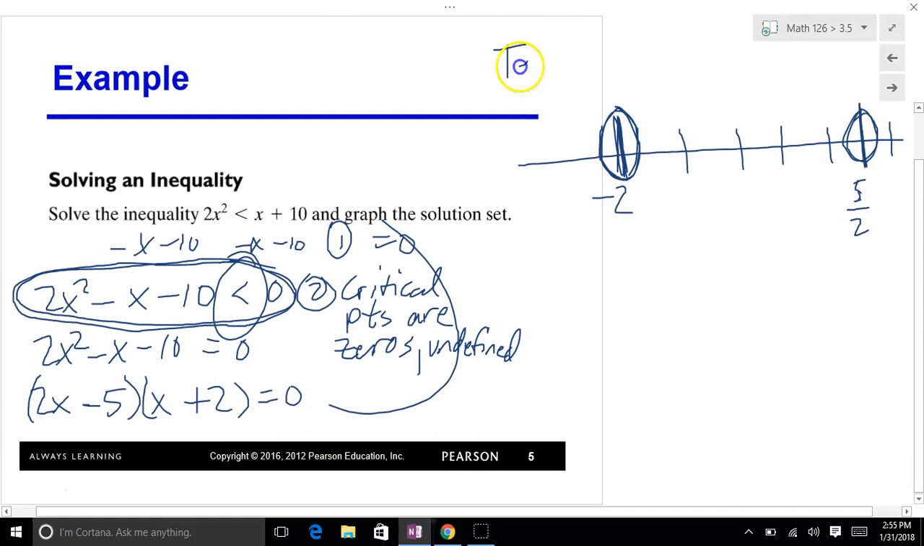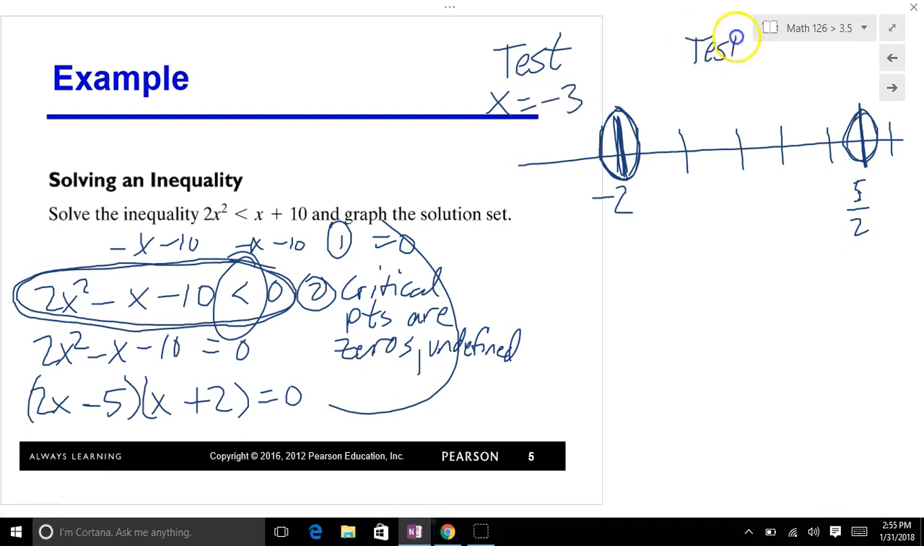So we're going to test something on this side of the negative 2, because we're not sure right now what the graph is doing. We haven't graphed it. We're just solving this thing algebraically. We're going to test something in between them, like 0 is a nice one to test. And we're going to test one out here. Let's test x equals 3 out here, okay? So something to the left of the critical points, something in between the critical points, and something to the right of the critical points.